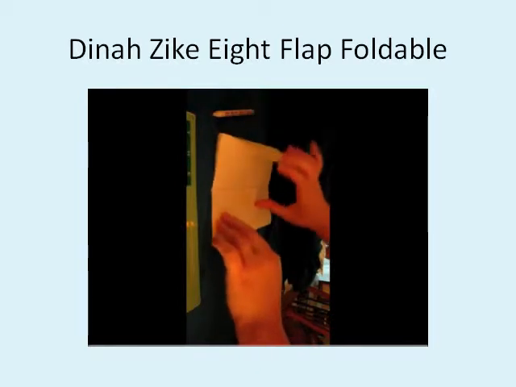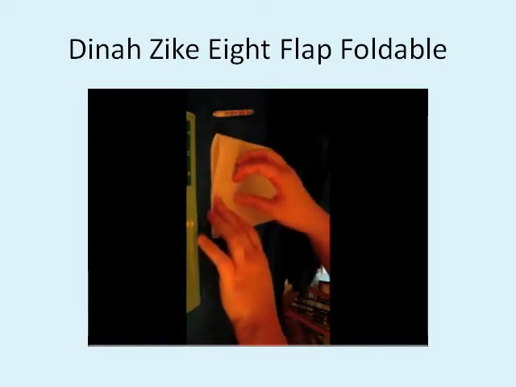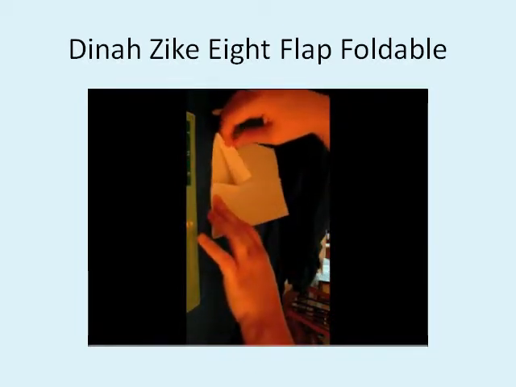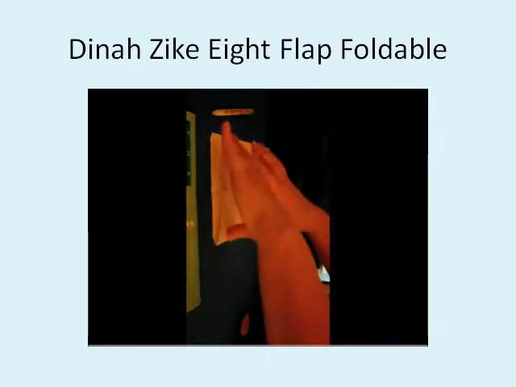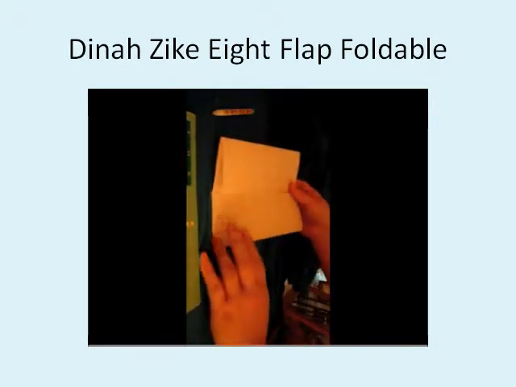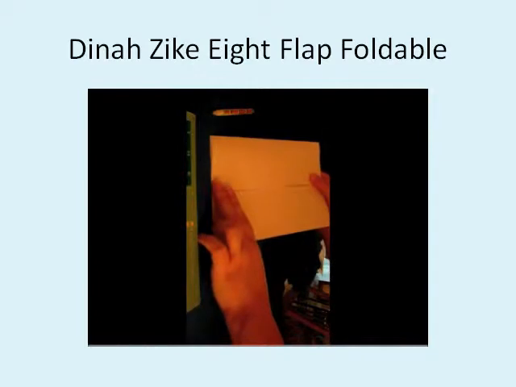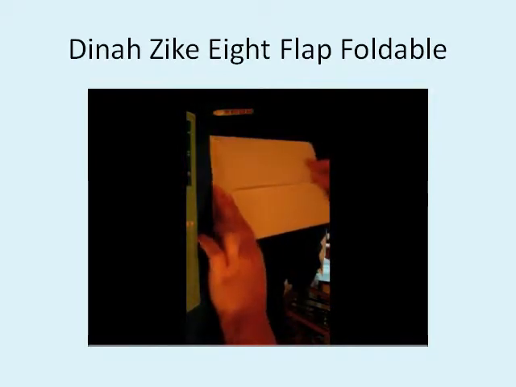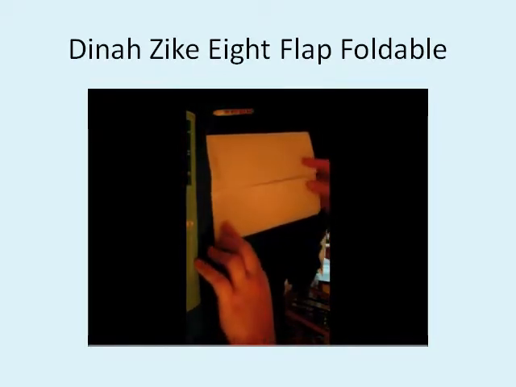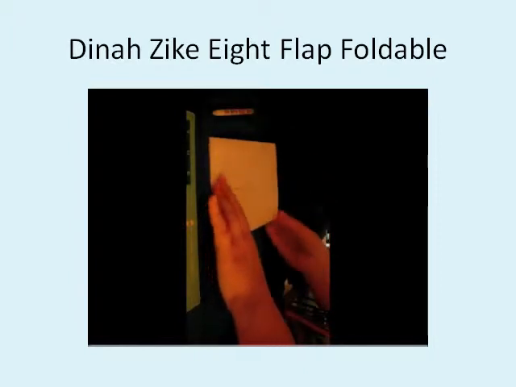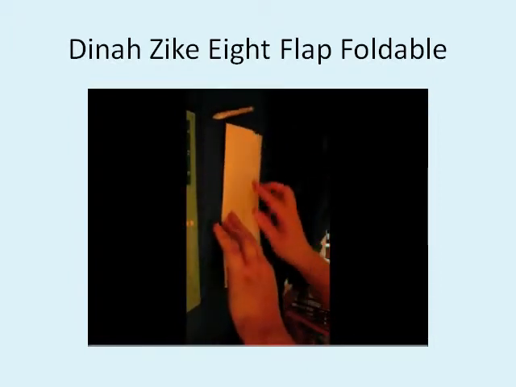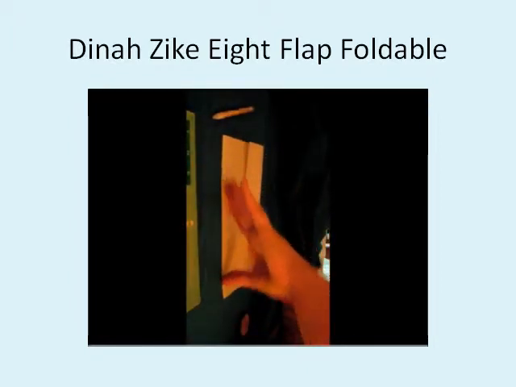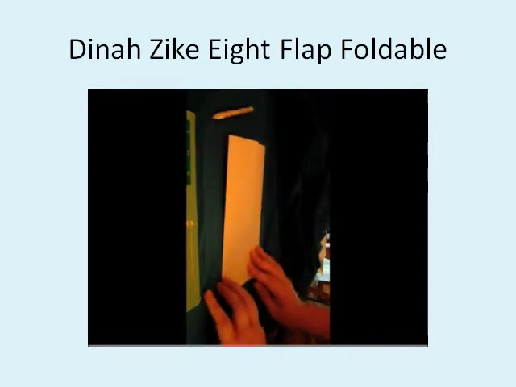You definitely don't want them to overlap, because if they overlap, it'll be really hard to open them. So make sure they just meet in the center. Should look like this. Two flaps. Okay, once you have your two flaps, I want you to turn your paper around so that it's tall and skinny.